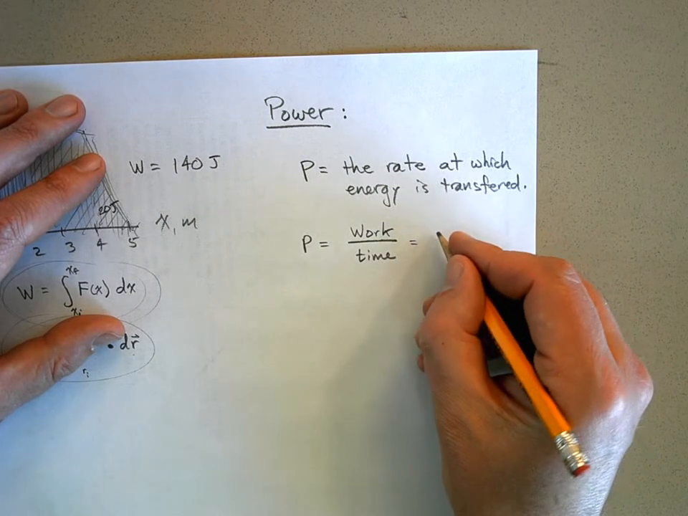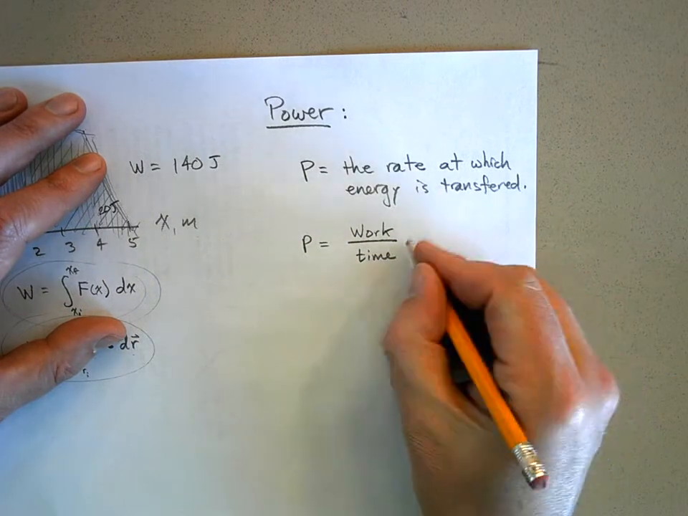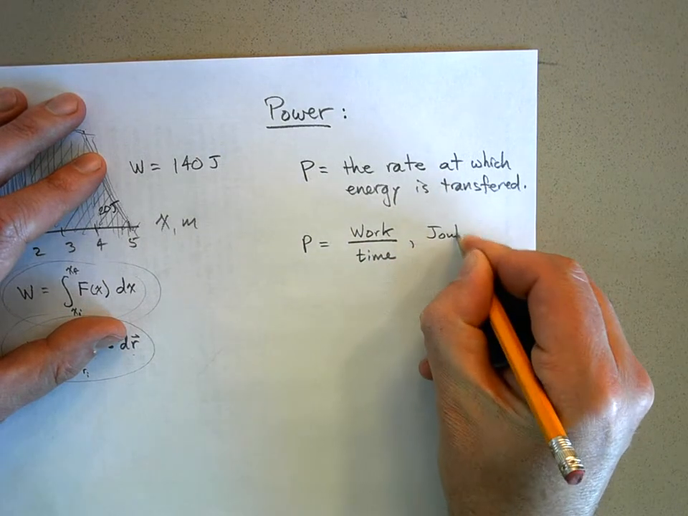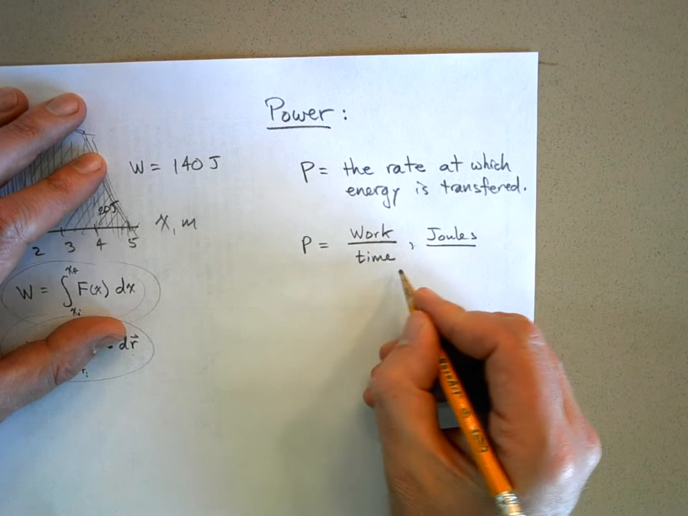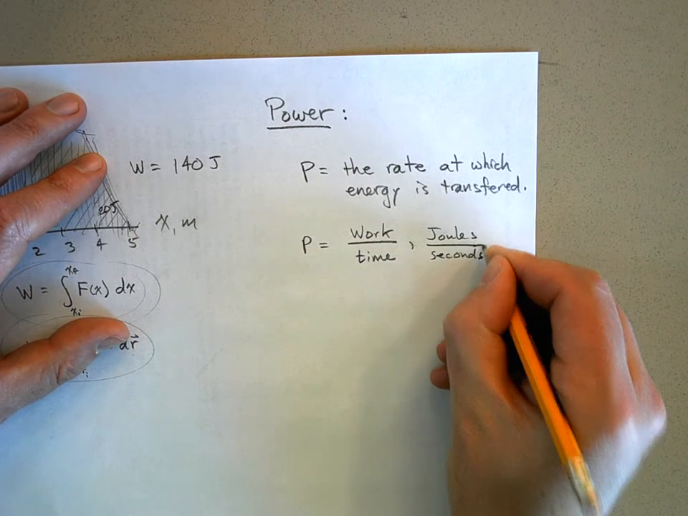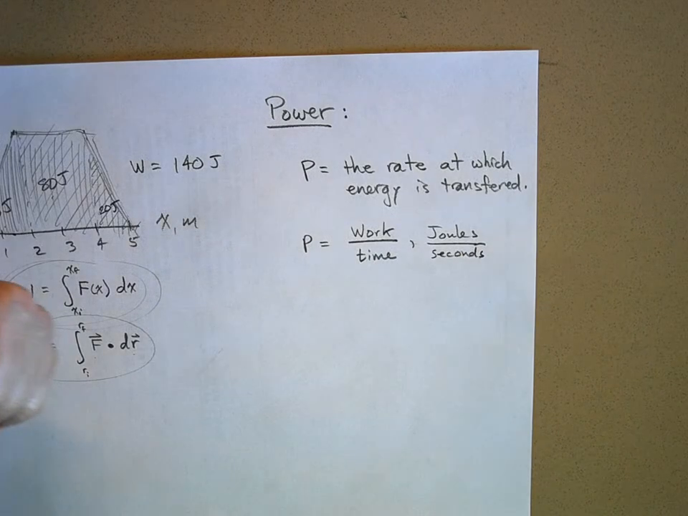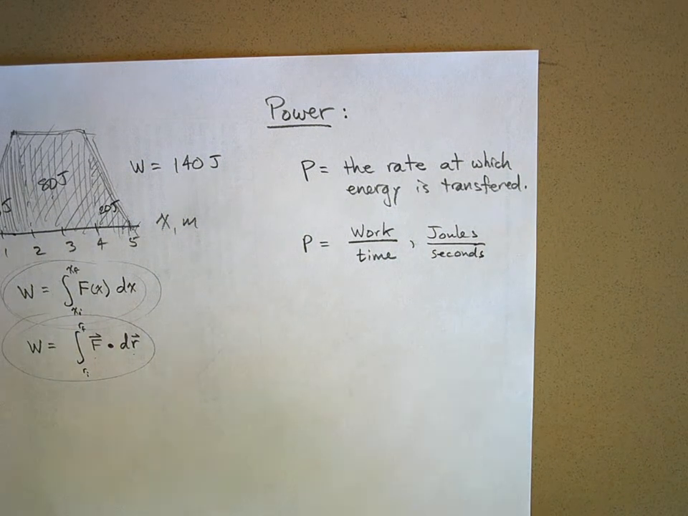Well, let's take a look at it in terms of units. What are the units for work? Joules. What are the units for time? Seconds. A joule per second. So if you're lifting something fairly light, like my cup of coffee here, if I pick this thing up, if I take the amount of work I did and divide it by the time it took me to do that work, that would be how much power I'm putting out.